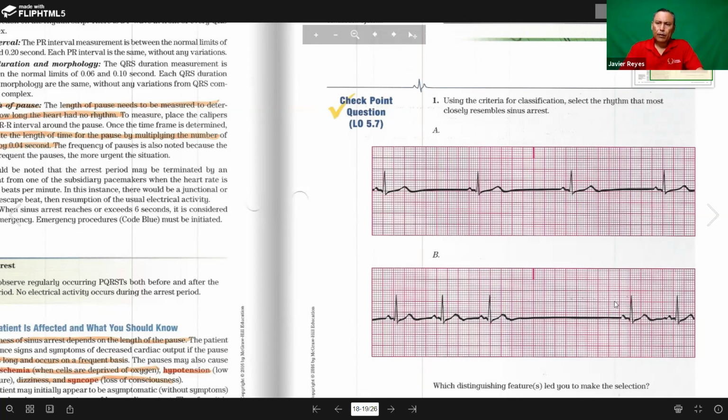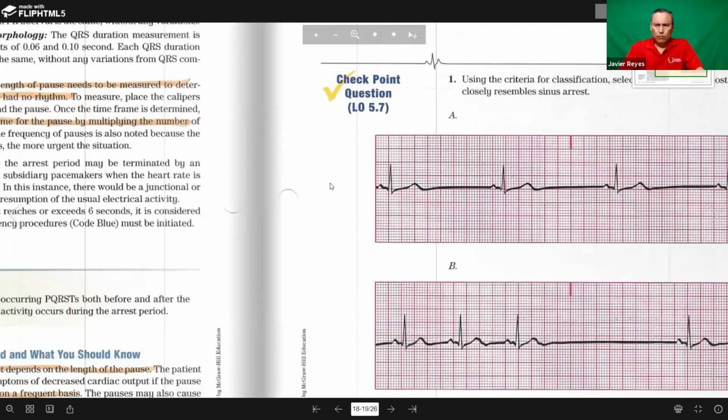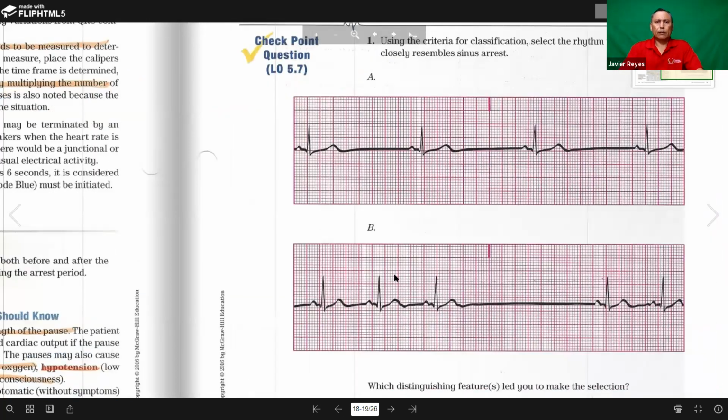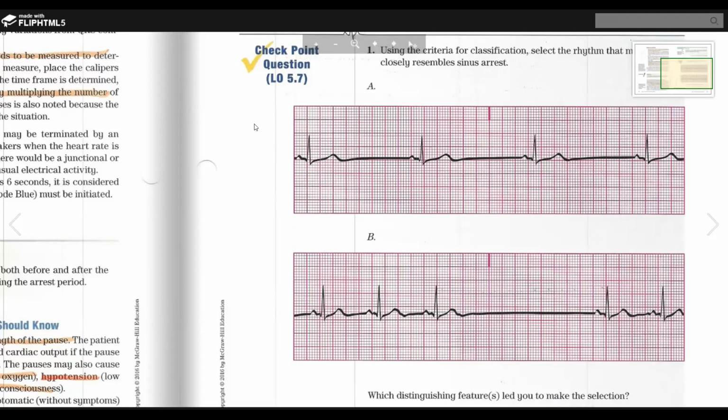Remember, one big square equals, I'm gonna make it larger, okay? One big square equals 0.2 seconds. So multiply 0.2 times the number of big squares, all right? Give me 1 second, okay? I want to say 275 seconds. Oh, no. 2.75.